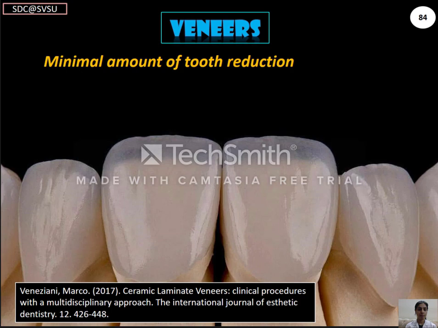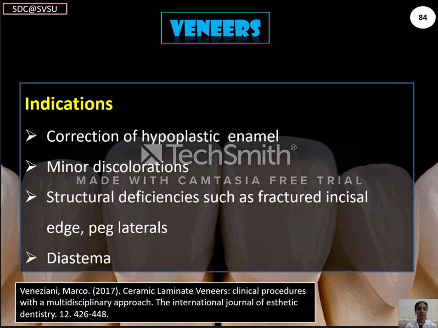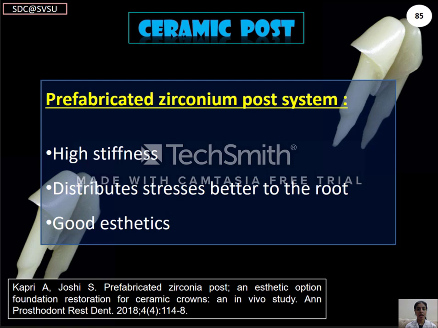Veneers require minimal amount of tooth reduction. These are indicated in correction of hypoplastic enamel, minor discolorations, structural deficiencies such as fractured incisal edge and peg laterals, and in cases of diastemas. Ceramic posts are indicated in patients with high lip line and thin gingival biotype. The prefabricated zirconium post system have high stiffness, they distribute stresses better to the root, and they have good aesthetics.